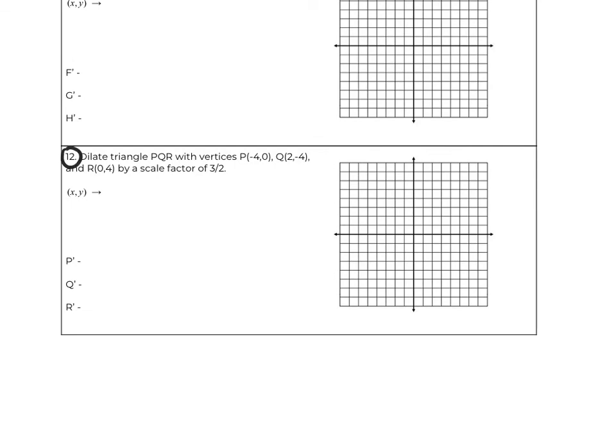So if you are dilating a figure, you are going to change its size. It's either going to get bigger or smaller. So dilation is the only transformation that does not produce a congruent image, okay? So for our mapping rule, all we do is we multiply each x and y by the scale factor, right? That's 3/2, so that means 3/2x, and then 3/2 times y.